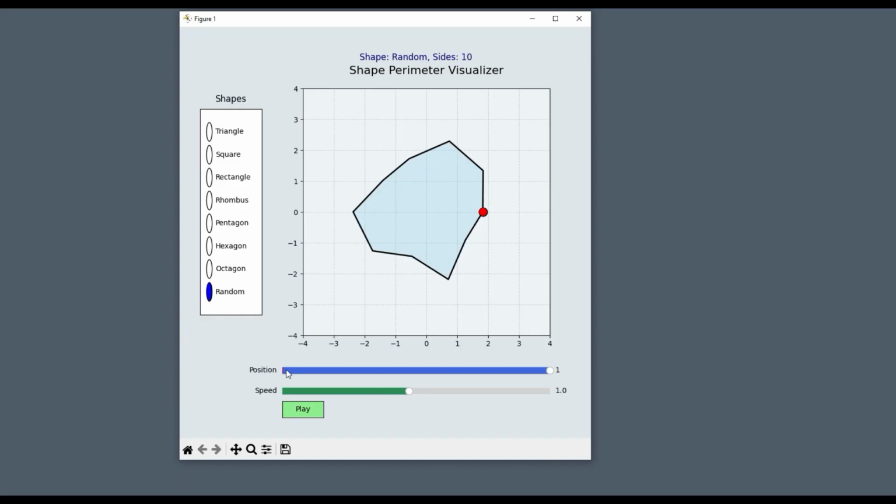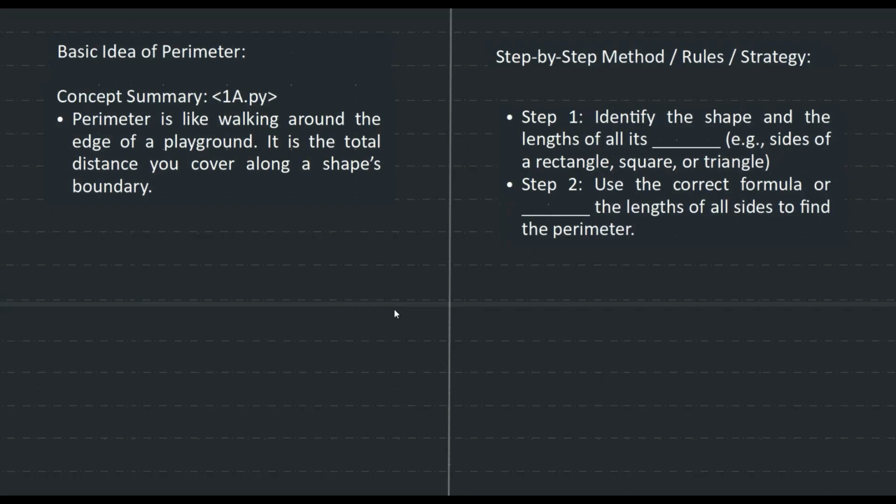So some random shape. If I want to find the perimeter of this figure, what should I do? Just measure all the sides. From the starting point, if I take this as a starting point, go around and come back to the starting point, measure your steps and everything, so on and so forth. So that is your perimeter.